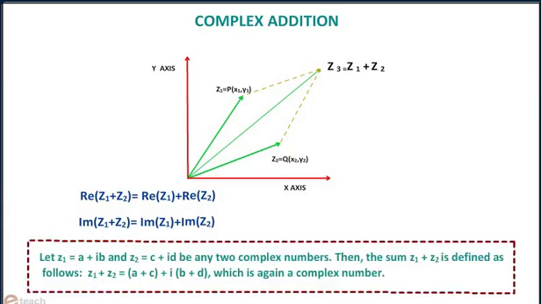Let z1 equals a plus iota b and z2 equals c plus iota d be any two complex numbers, then the sum z1 plus z2 is defined as follows. z1 plus z2 equals a plus c plus iota times b plus d, which is again a complex number.